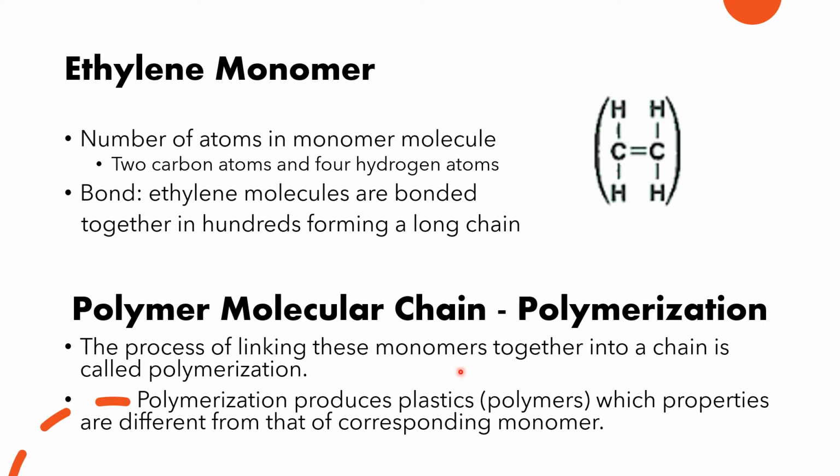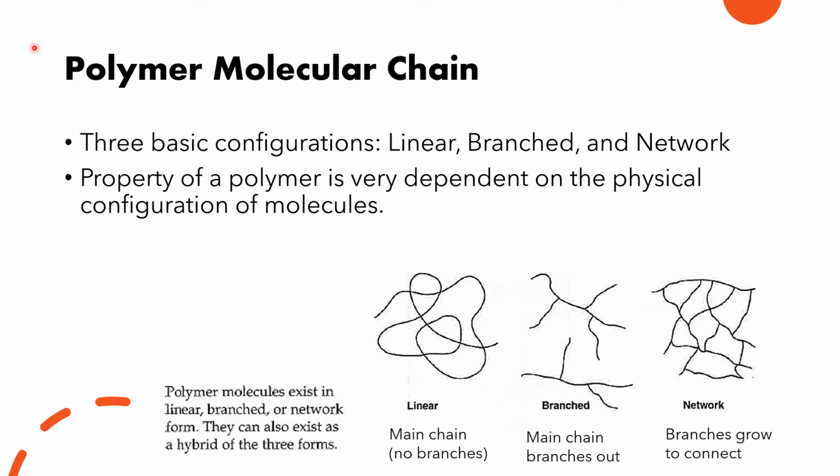So when the monomers are linked together, they form a very long chain. And this process, polymerization, produces plastic polymers. And the properties of the polymers are different from that of the corresponding monomer. When you look at the polymer molecular chain, you can see 3 basic configurations. We have linear, and we have branched, and we have network.